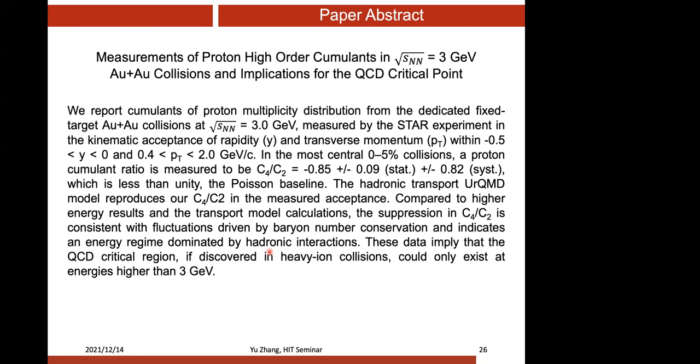Yes, hi. Thanks for the talk. I have a question related to your conclusion that C4 over C2 is driven by baryon number conservation. It seems that C4 over C2 may be driven by baryon conservation, but C2 over C1 clearly is not driven by baryon conservation because you measured enhancement of the variance and not suppression. And I wonder if you can comment on that.